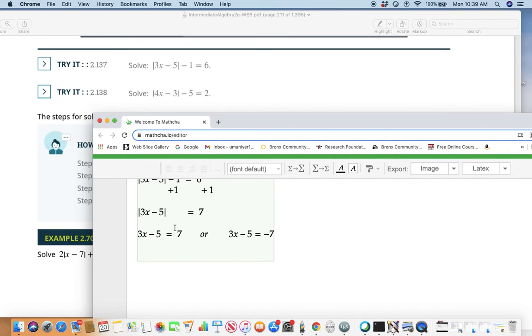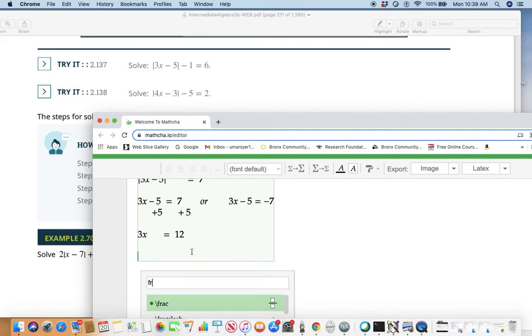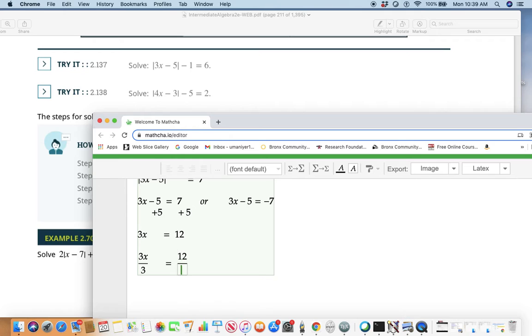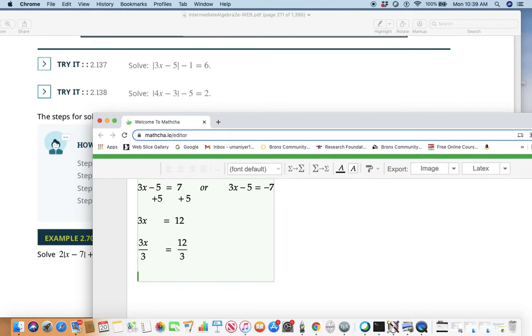Add 5 to both sides. This gives me 3x equals 7 plus 5 is 12. Divide both sides by 3. This gives us x equals 4.